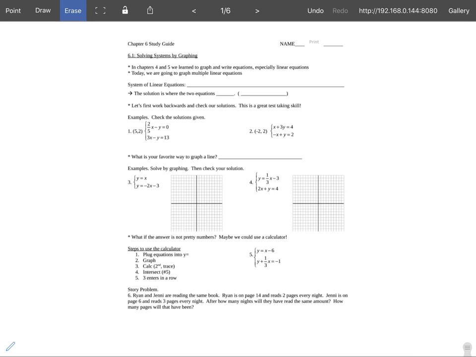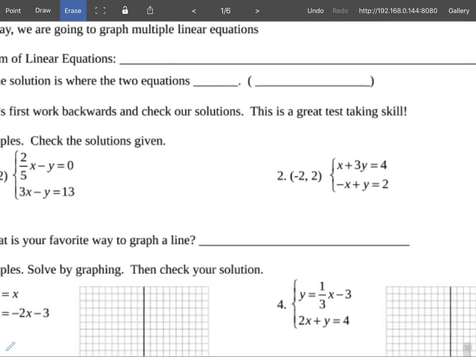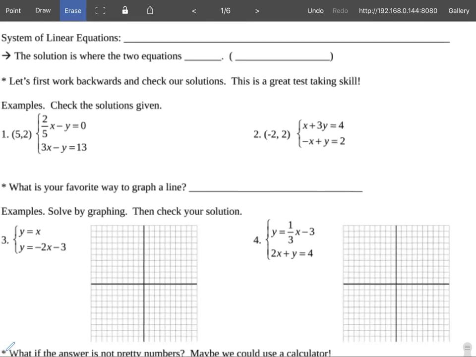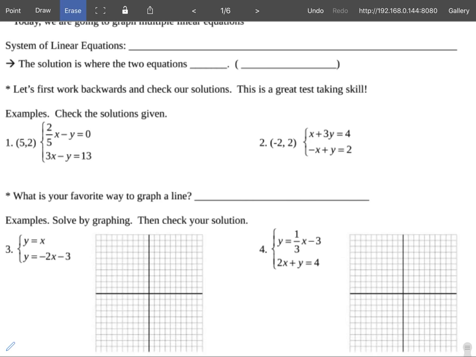All right, so the first thing we're going to talk about is solving systems of equations by graphing. So the first thing, a system of equations, we've got to fill in that definition up there. So a system of linear equations is going to be two equations containing two variables.